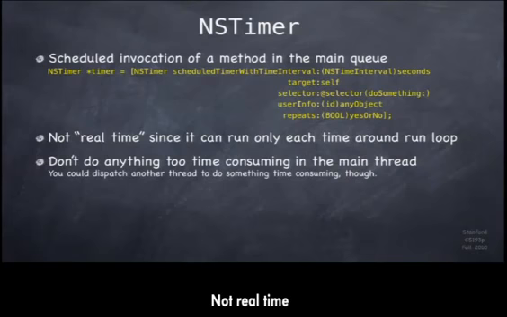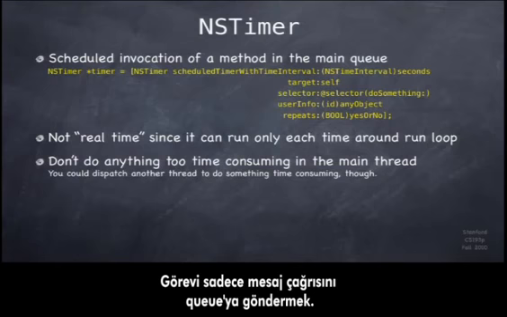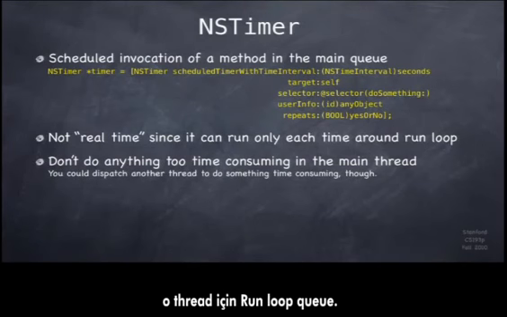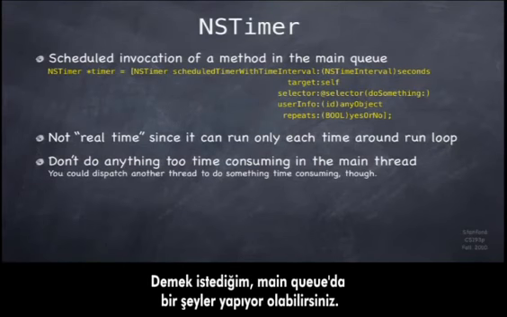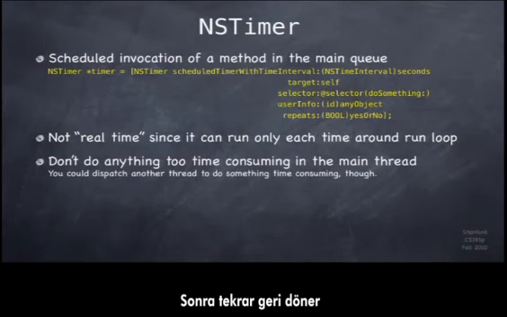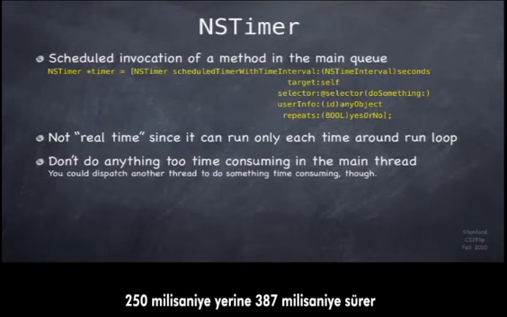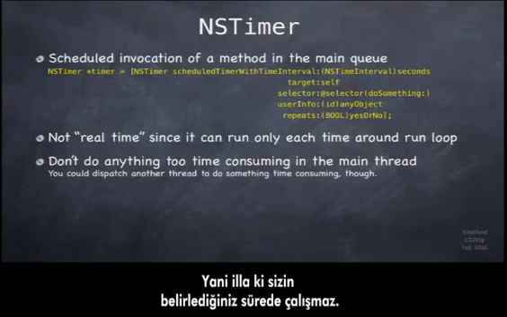Not real time. It's not real time because this is working by just posting that message call onto the queue, the run loop queue for that thread, okay? And in the main thread here. So it may take it a while to get it back around to running it. You see what I mean? You might be doing something in your main queue that's taking some time, and it comes back around, and oh, it took 387 milliseconds instead of 250 milliseconds, which is what you asked for. So it won't necessarily be running exactly at the rate you want.